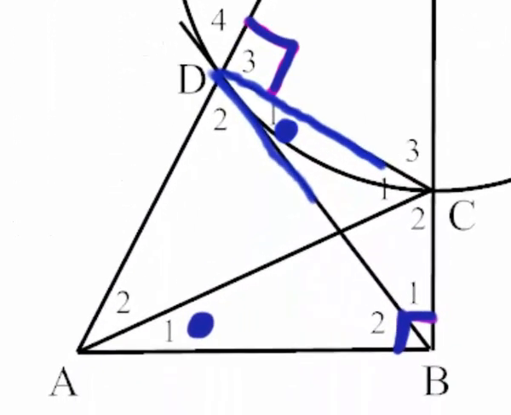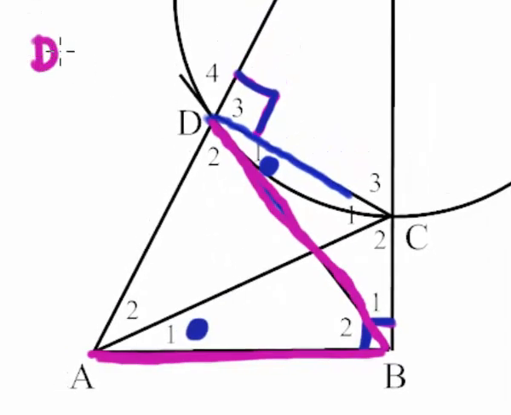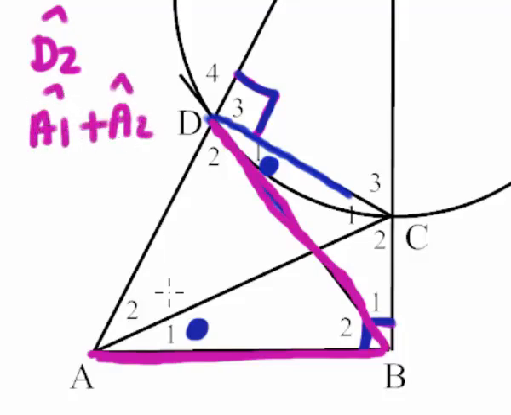Okay, I'm going to use a different color here. We've got BD, let's just draw that in. BD is equal to BA. Now that means we're looking at an isosceles triangle. So we want to prove that these two sides are equal. So what does that mean? We need to prove that the angle D2 and the angle A1 plus A2 are equal. So you want to prove that this angle here is equal to this angle here.